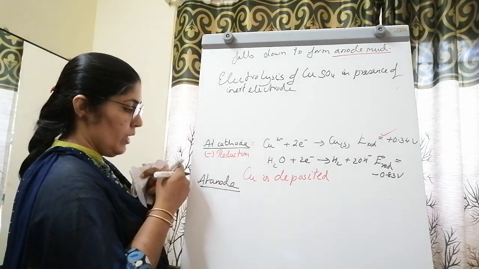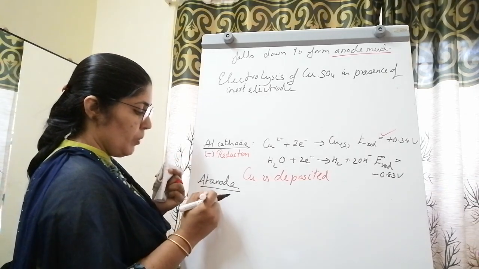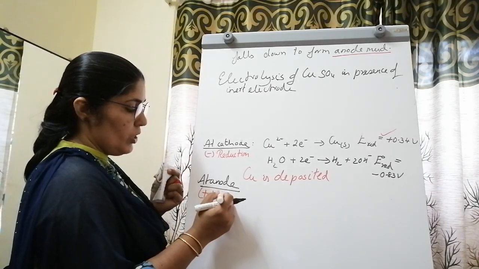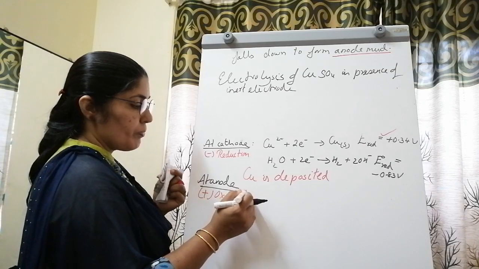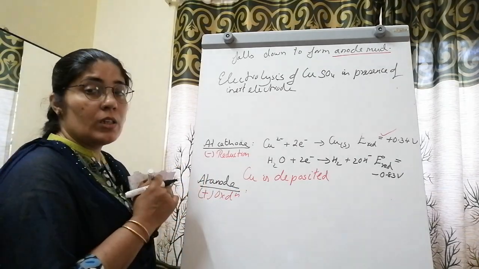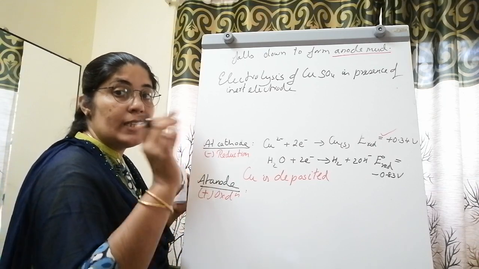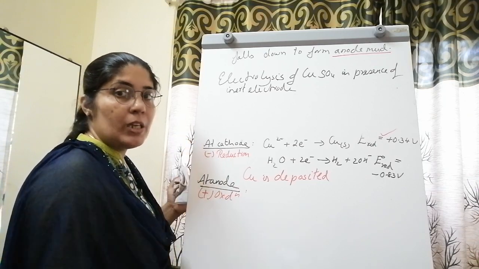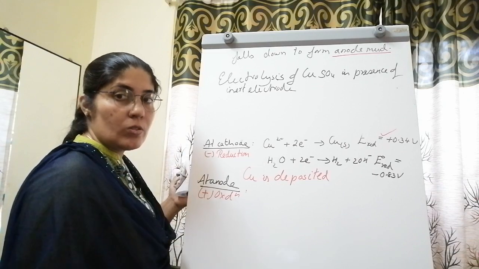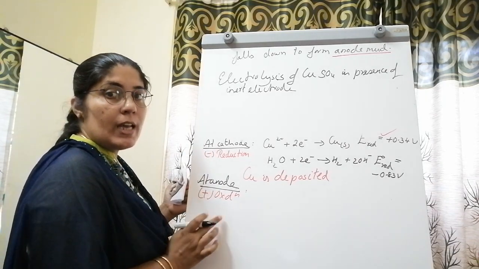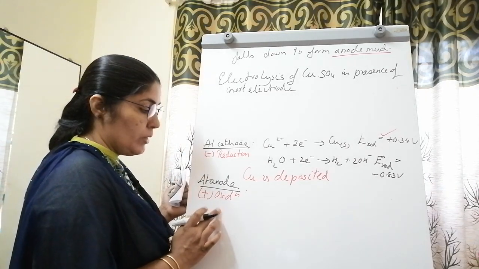At the anode, since the anode has a positive charge, oxidation only takes place here. Remember that I am talking about a condition where the electrode is inert. The electrode is a platinum electrode, or an inert electrode which does not participate in the reaction. In that case, at the anode, what is going to take place here?